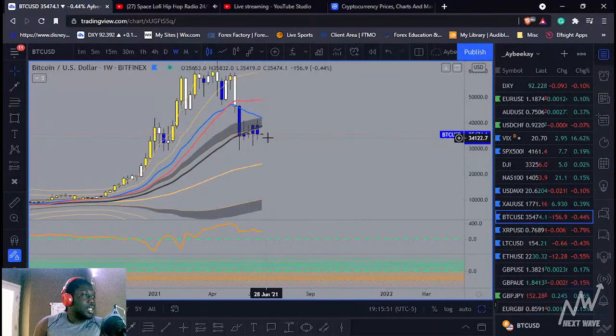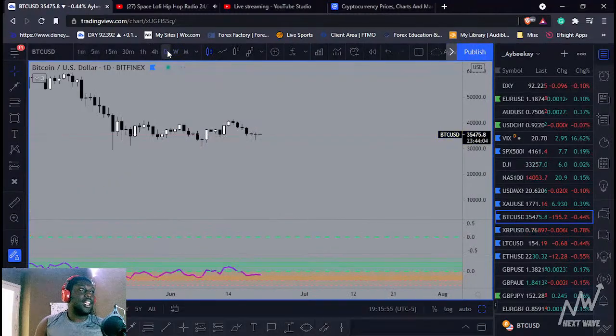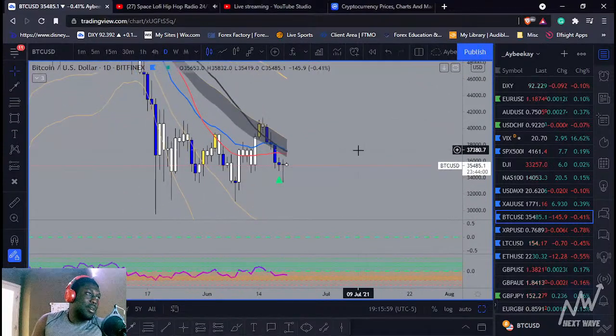So on the weekly time frame, I'm still not there yet for the sell on Bitcoin, and I like how the 50 EMA is looking. So that's another thing. Daily time frame called for this buy, right here.